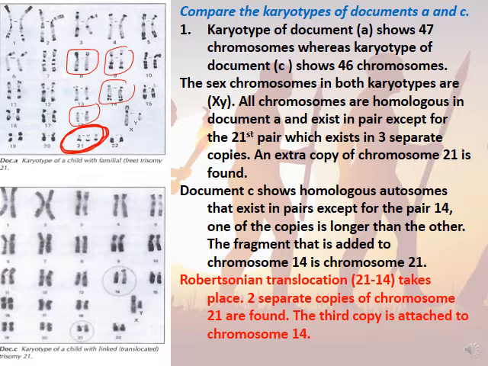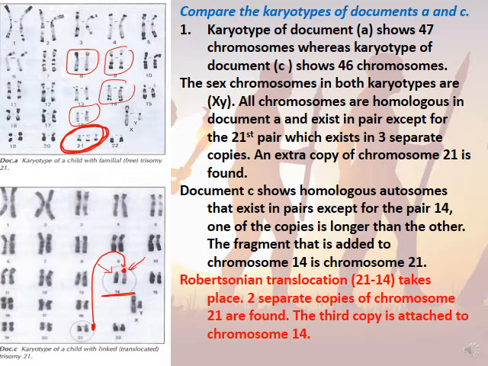Document C shows homologous autosomes, from chromosome number 1 till chromosome number 22, as we said before. All of them are homologous, except for chromosome pair number 14, where one of the copies, which is this one, is longer than this one. So here, the fragment that is added to chromosome 14 is chromosome number 21. It was translocated and attached to this part. So this is the part of chromosome number 21.